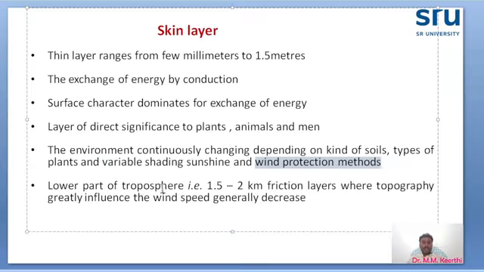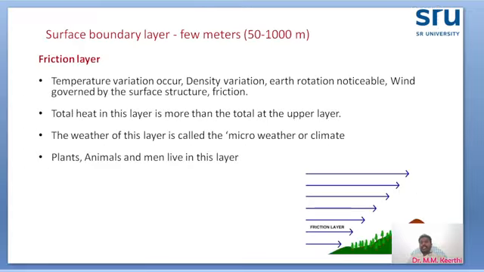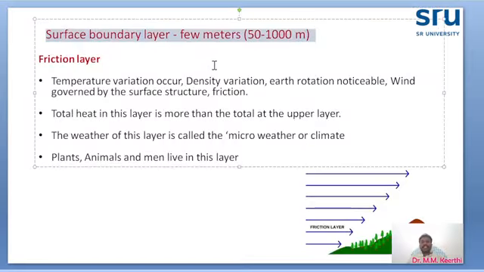Particularly in the lower part of the atmosphere, around 1.5 to 2 kilometer, the friction layer, the topography greatly influences the wind speed. Generally, it will decrease. Okay. Next is the surface boundary layer, this layer is around 52,000 meter.